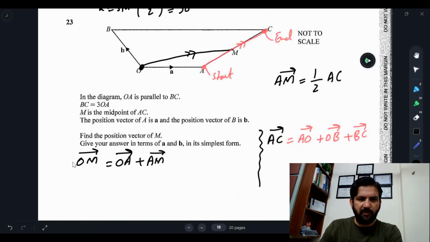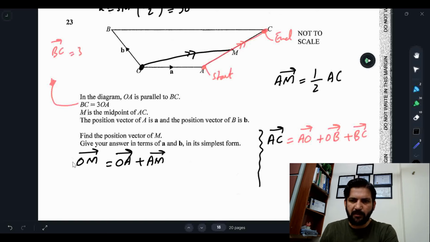So for BC we will use this thing. Now BC is equal to 3 times OA, which means 3A. Now it is given that OA is small a, then AO will be minus A, OB will be B, and BC will be 3A. So if we simplify it, this will be equal to 2A plus B. I think this thing is clear to all of you. If not, then you can ask it in the comment section.